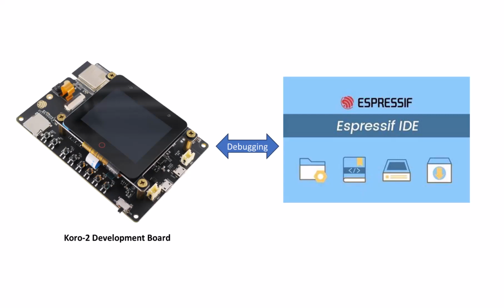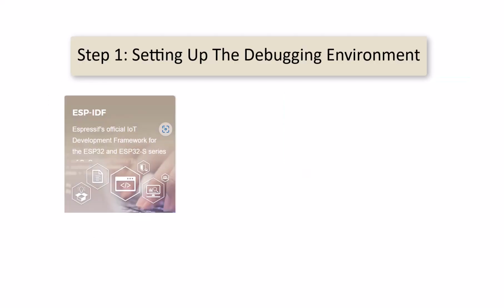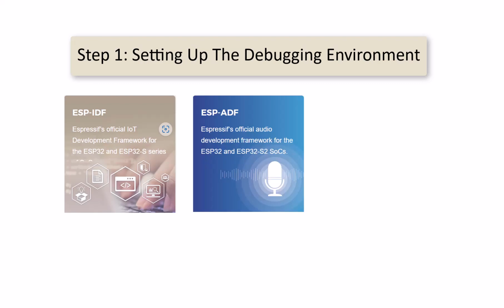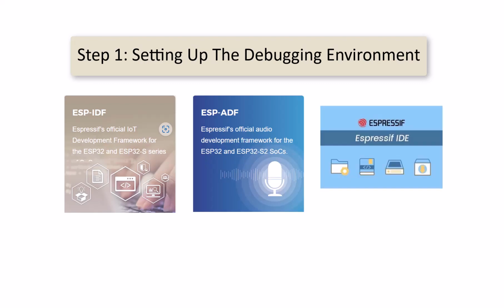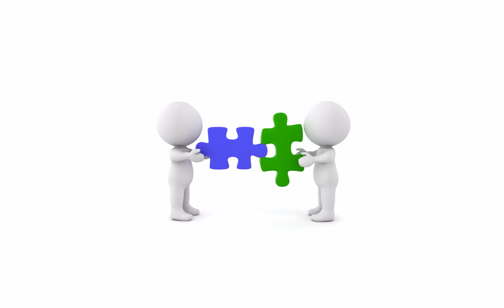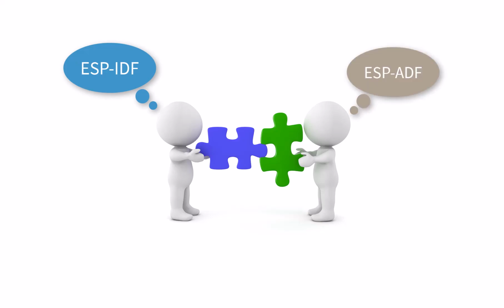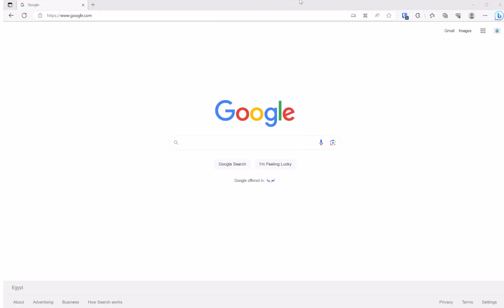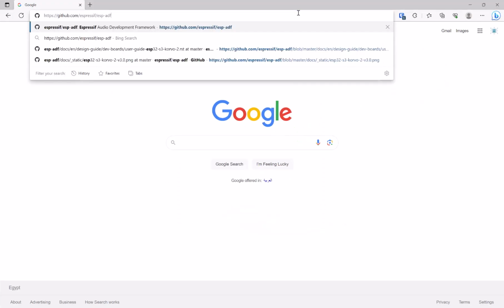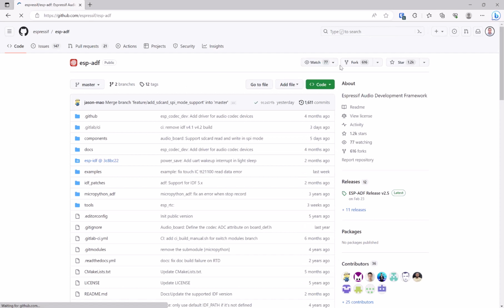Let's get started. First, we need to install ESP-IDF, ESP-ADF, and Espressif IDE to set up our development environment for the Korvo-2 development board. Before proceeding, it's crucial to verify the compatibility between ESP-IDF and ESP-ADF. This step is highly important as using incompatible versions can lead to numerous issues. To check the compatibility, we'll refer to the GitHub repository of ESP-ADF. Verifying compatibility ensures that the components work harmoniously.